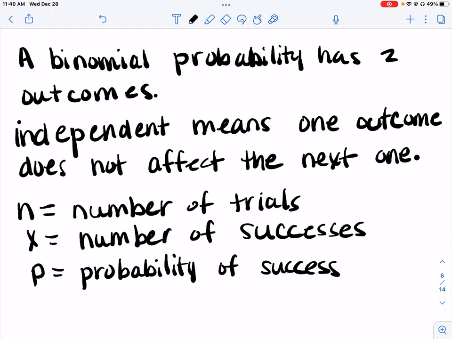A binomial probability has two outcomes. Independent means that one outcome does not affect the other. N is the number of trials. X is success. How many? P is probability of success.